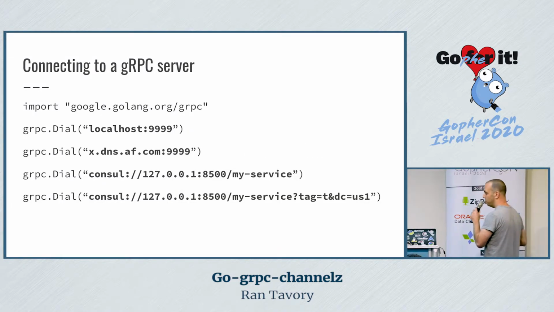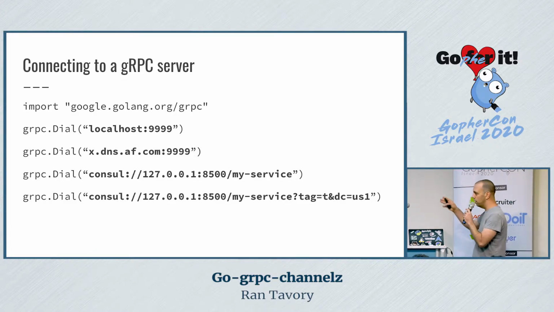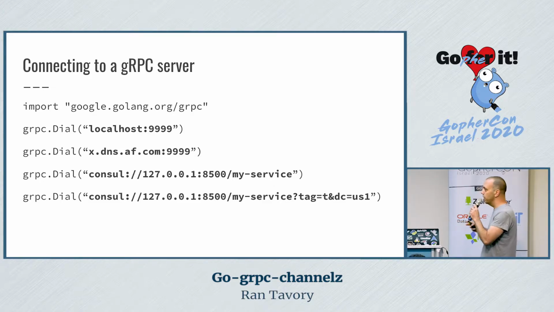So from the client perspective in Go, this is how you connect to a gRPC server. You see a few examples here. You could, for example, simply dial localhost with port and you get connected to localhost in most cases. You could also use DNS, in which case you might get back a list of several IP addresses, and gRPC would load balance on top of those returned IP addresses.